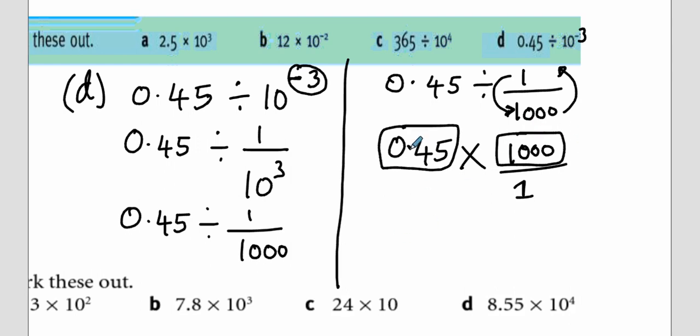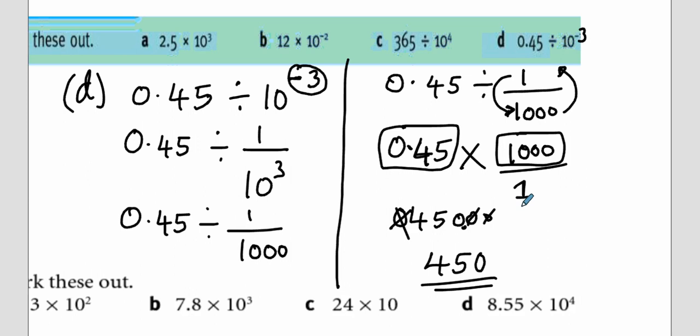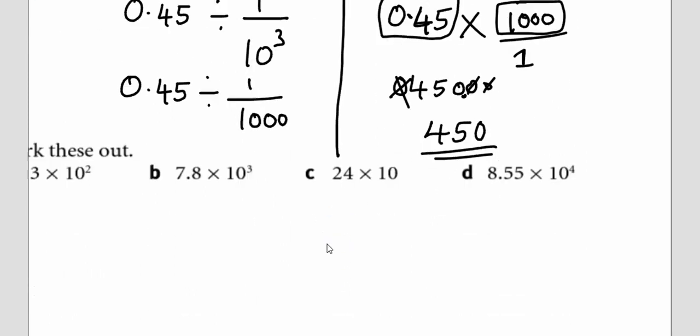So what do you do? You ignore the decimal point, just put 45 here, and 1, 2, 3 zeros, and then count 2 decimal places from the right. That means count 2 numbers. The first number, the second number. So the decimal point will be here, and the answer will be 450. It's the answer D. You can pause the video and try to take the notes.